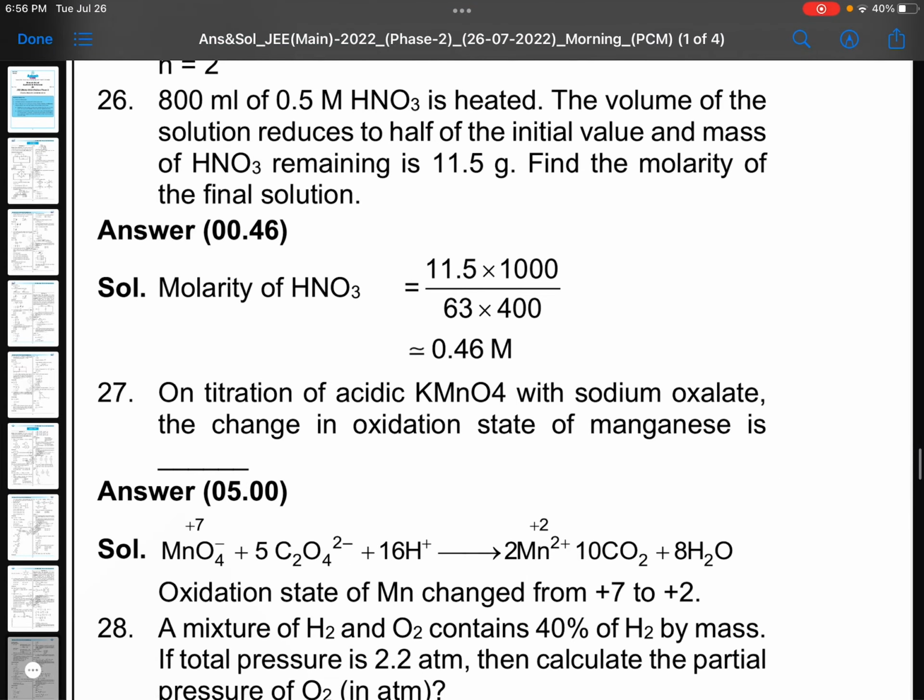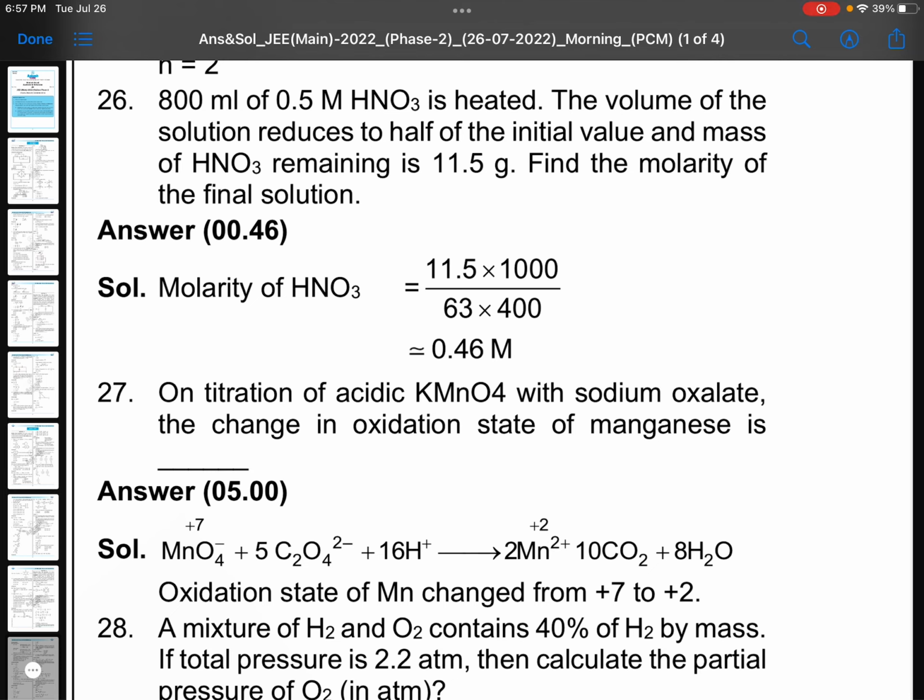800 ml of 0.5 HNO3 is heated. The volume of the solution reduces to half of the initial value and mass of HNO3 remaining is 11.5 grams. Here I think something is fishy in this question, because the mass of HNO3 remaining is 11.5 grams in 800 ml. If you are taking it, it may not be 0.5. I don't think so. This question is properly given. Okay, but anyway, 11.5 grams, volume became half, 400 ml. Directly you can solve this one.